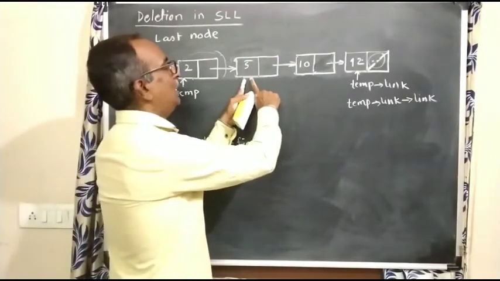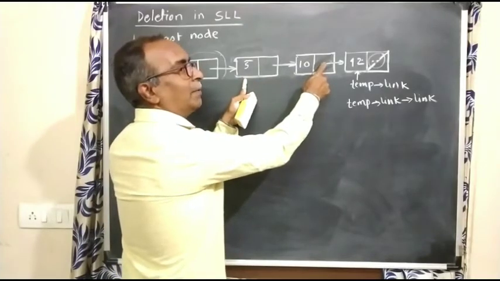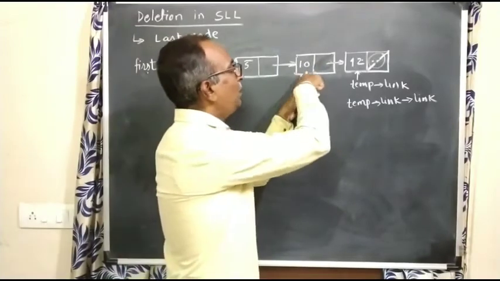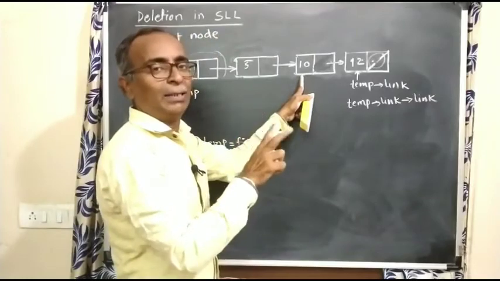When you are moving, see, temp will be here. Keeping temp here, you are checking this field. Not null, this field is not null, move. Keeping temp here, you are checking this. Now it is null, we are stopping movement here.